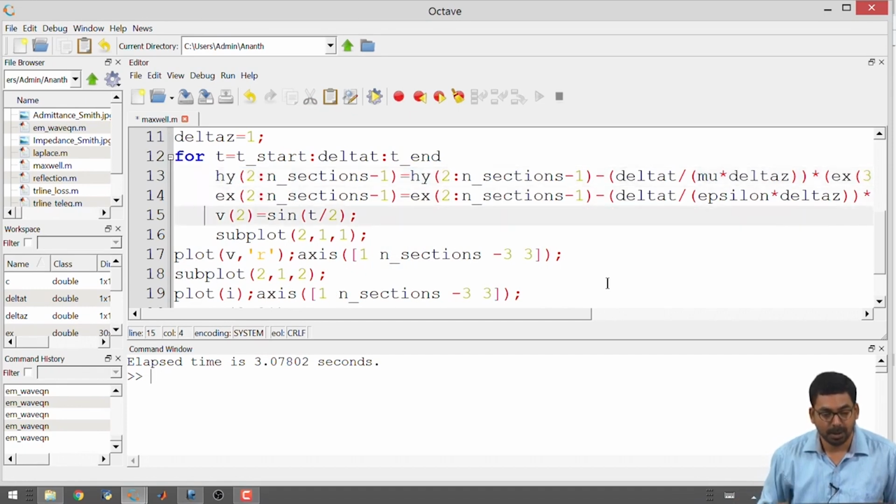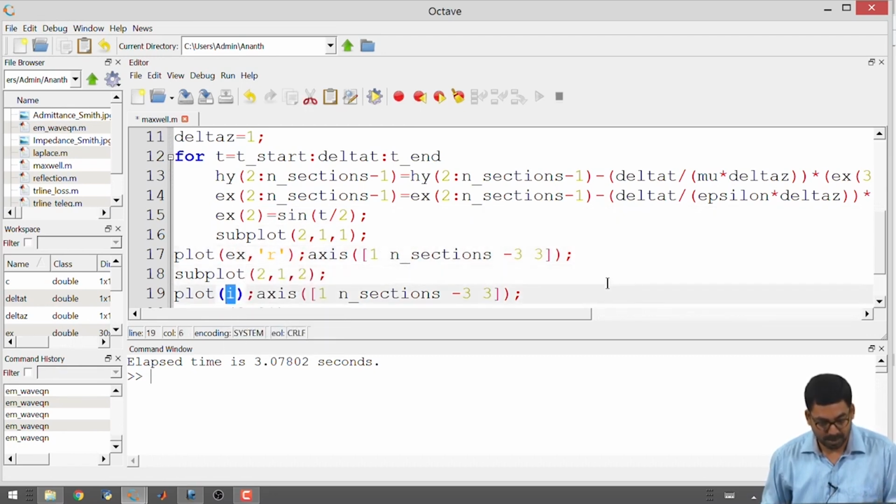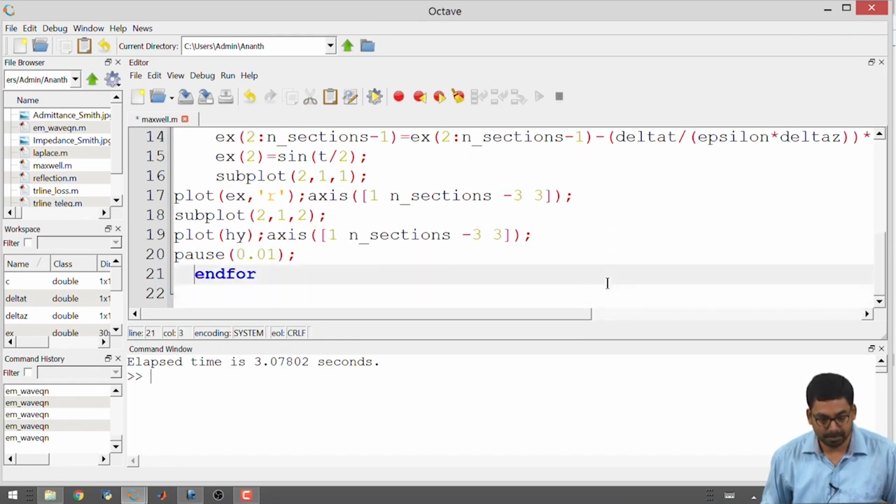All right. So, I'm going to have a source Ex having sin t by 2, perfectly fine. I'll just make the plot command to be Ex in red, Hy the default color.